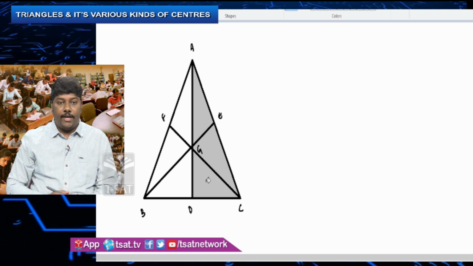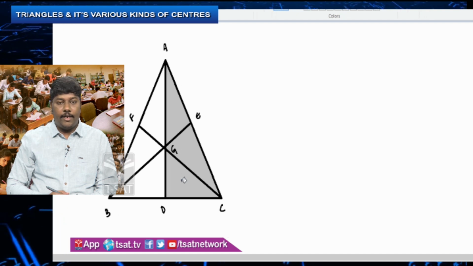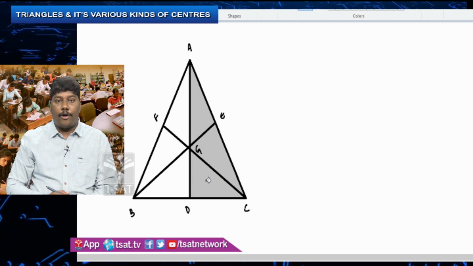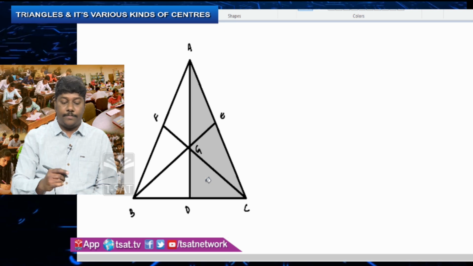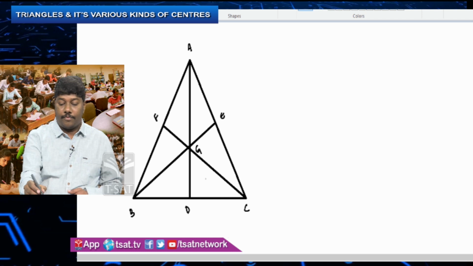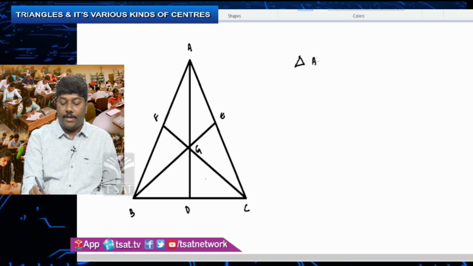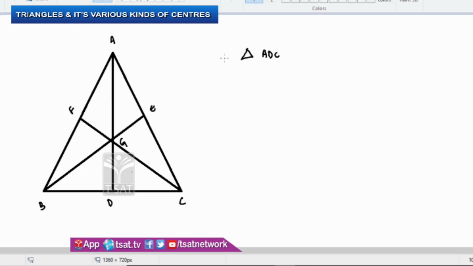Look at triangle ADC. Triangle ADC is exactly half of ABC. Triangle ADC is half of the area of triangle ABC.